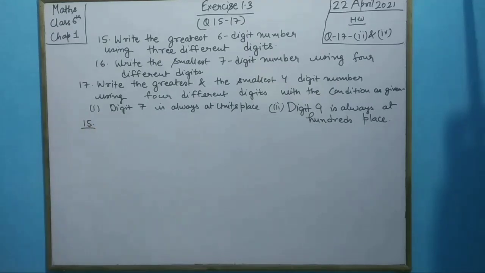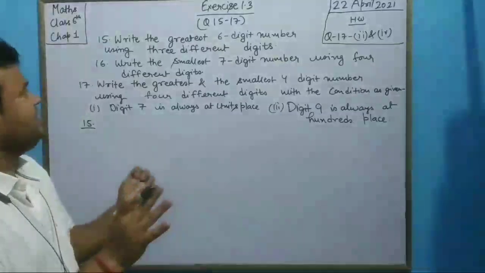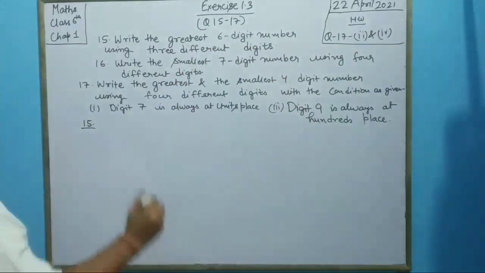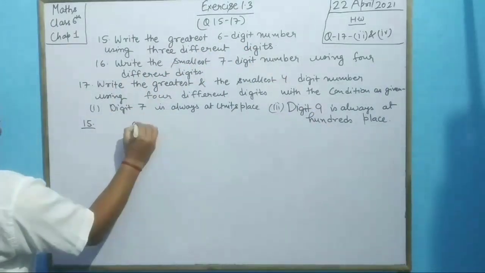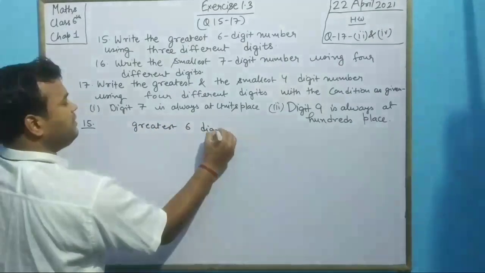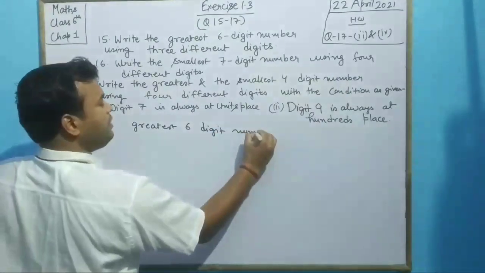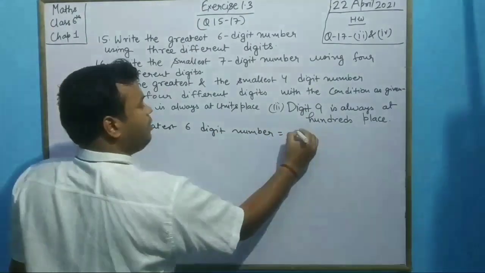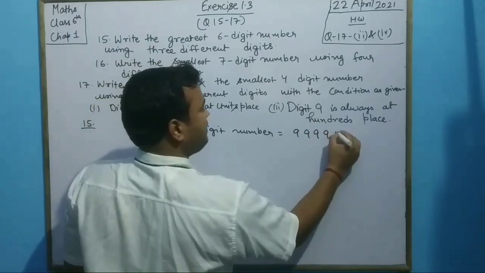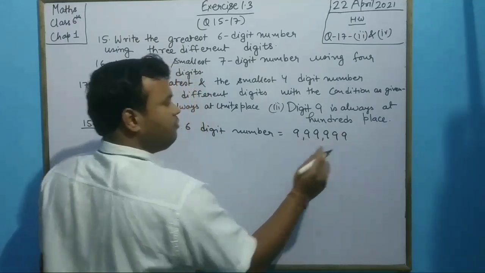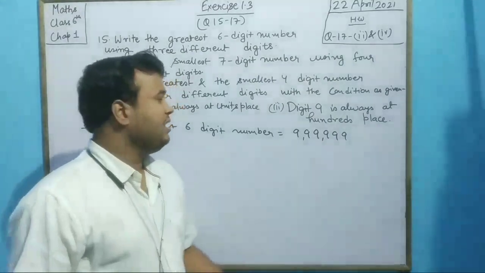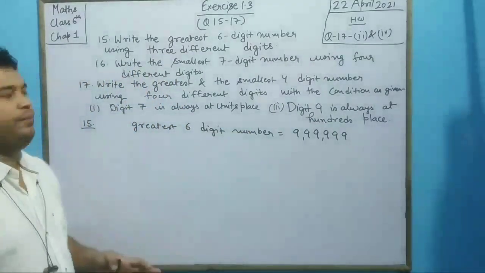Okay. This is the 15th one. We have to write the greatest 6-digit number, but the change is that we have to use 3 different digits. First of all, we must write the greatest 6-digit number. As we all know, the greatest 6-digit number is 999, and 6 times we have to write the digit 9. So this is 9,99,999, the 6-digit greatest number. Okay.